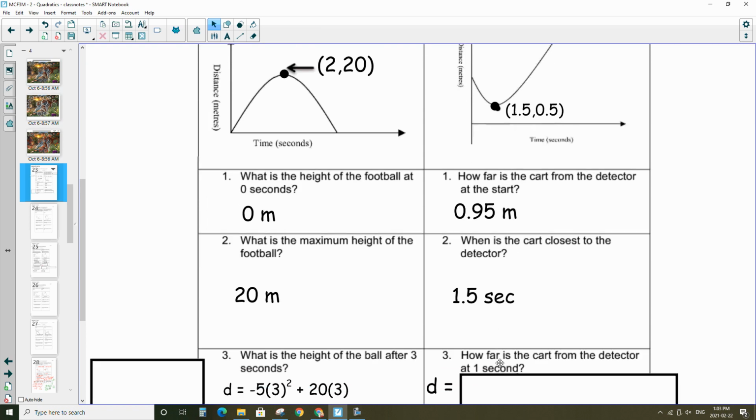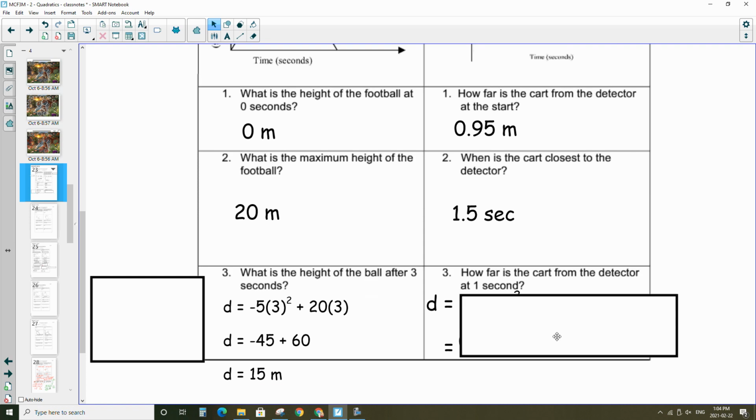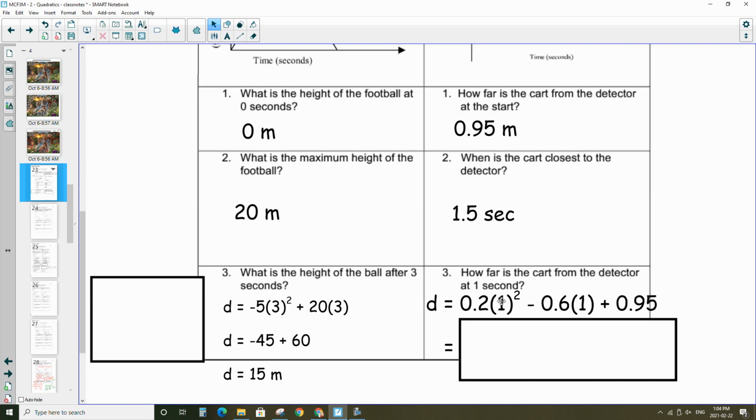How far is the cart from the detector after 1 second? So, similar method that we used for question 3 in the first column. We're looking for the distance and we're given the time. So we're replacing our t with 1 second in the equation. So I've done that here.